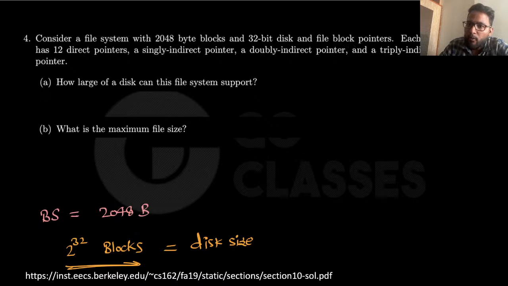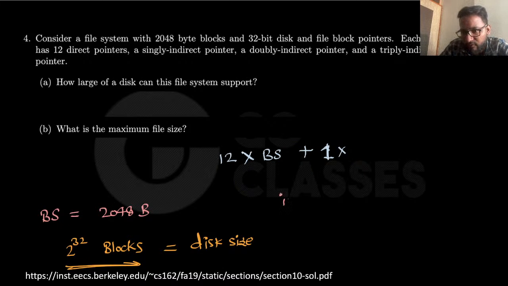And file block pointers, 32-bit disk and file block pointers. Each file has 12 direct pointers, which means these will point to 12 blocks. So that's 12 times the block size, plus singly indirect. A single indirect pointer will point to one block, which will point to many blocks. So in one block, how many pointers can I hold?